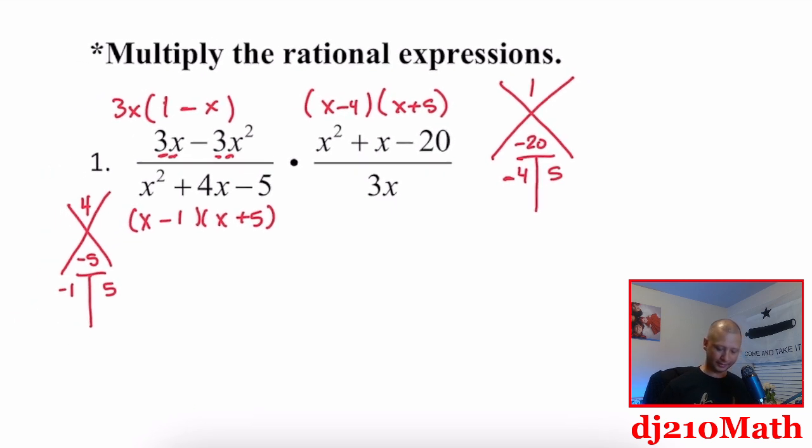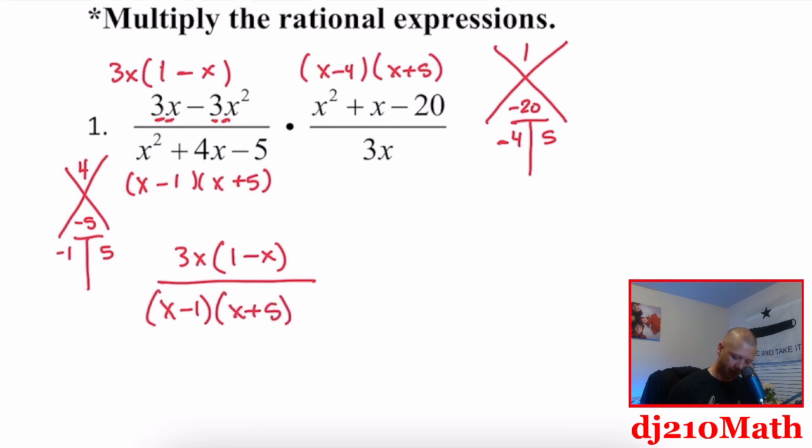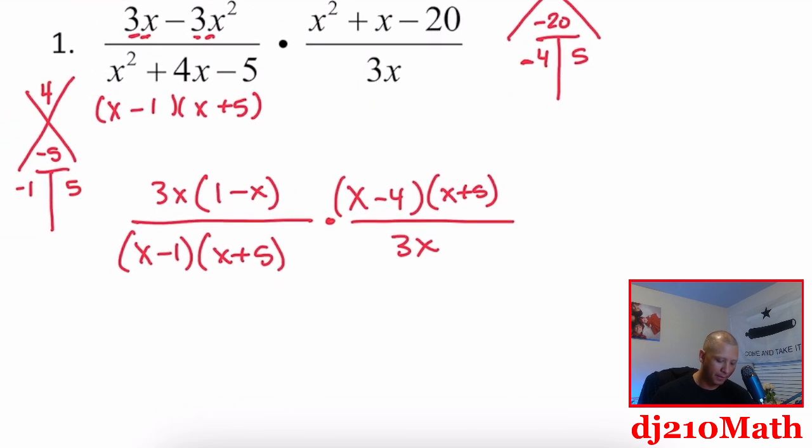Okay, I'm going to rewrite it so that these are all together. So 3x, 1 minus x, over x minus 1, x plus 5, times x minus 4, x plus 5, all over 3x. Now, normally, once you start to get nice at this, you won't be rewriting it. You would just be canceling things out. But I wanted to clean it up so you can see what's happening.